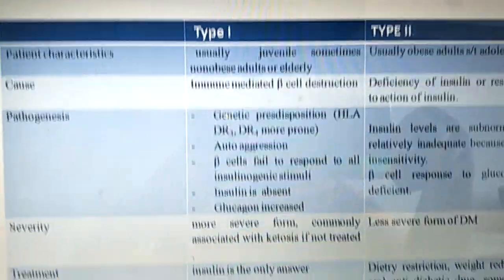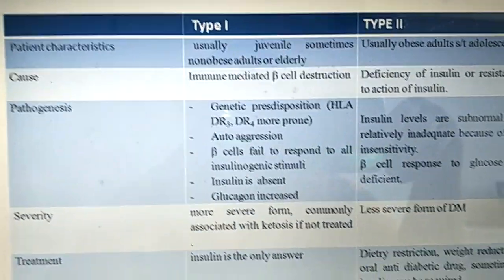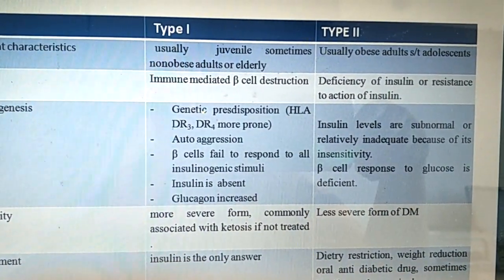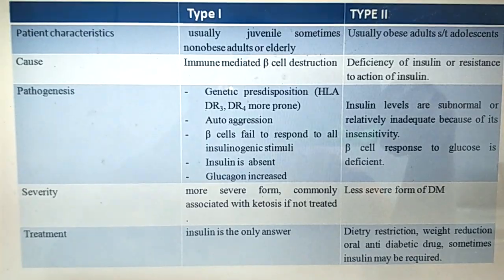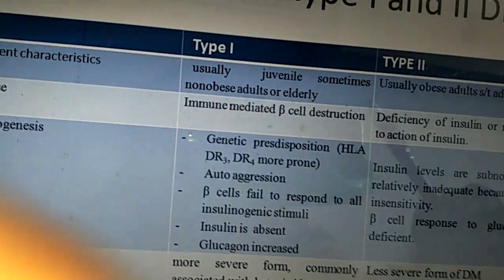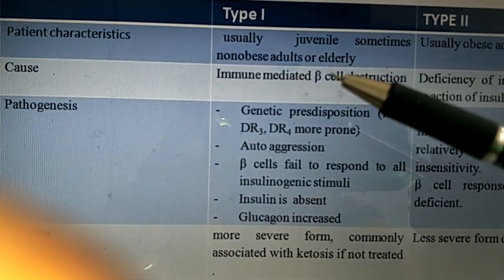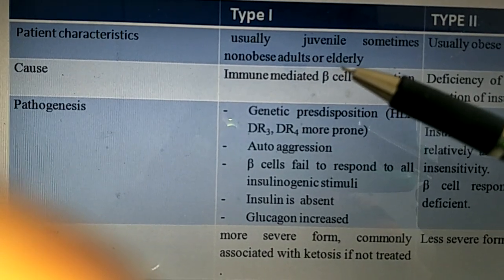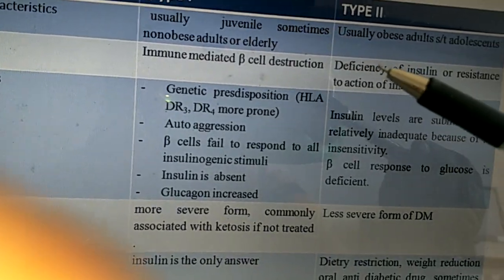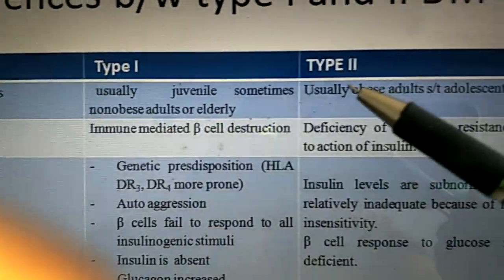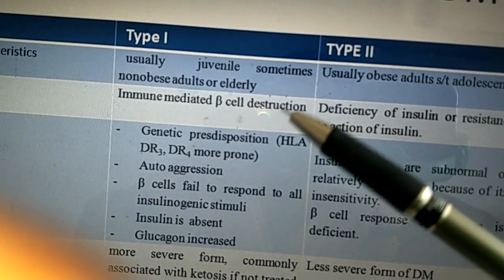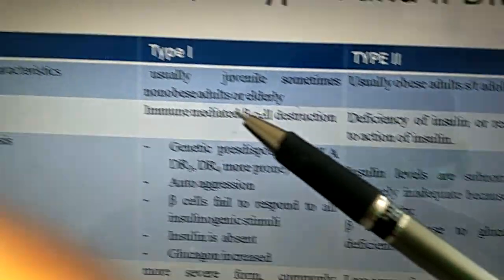What are the basic differences between these two types? Though this is mainly the concern of medicine, just briefly, type 1 is usually juvenile. Sometimes non-obese adults or elderly may get it, but it is mostly juvenile patients, children. Whereas type 2 is usually in obese adults or adolescents. Obese adults get type 2, non-obese adults get type 1.